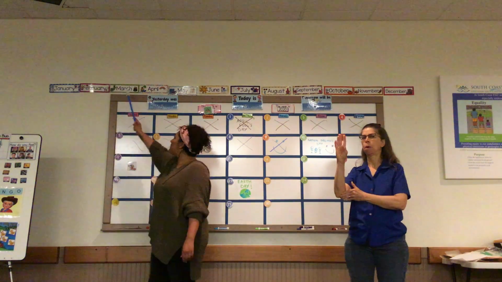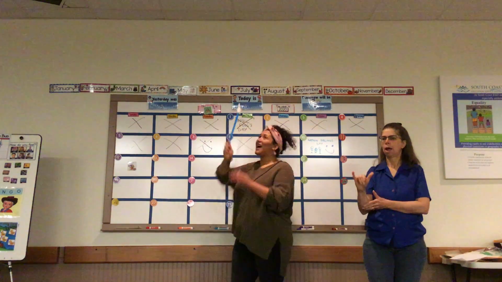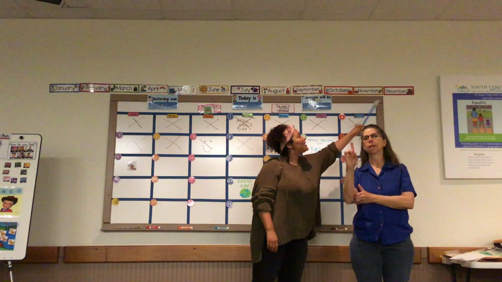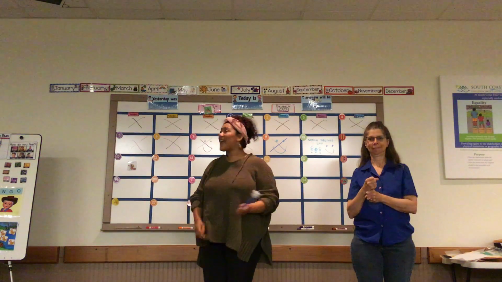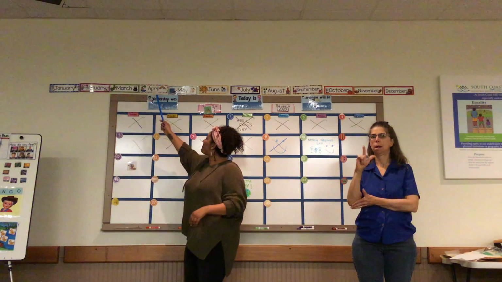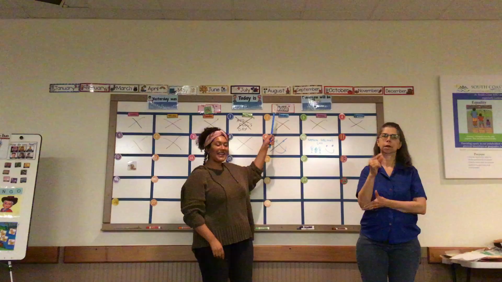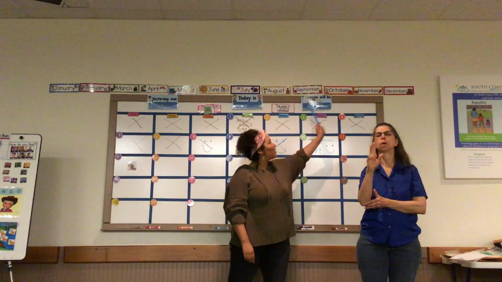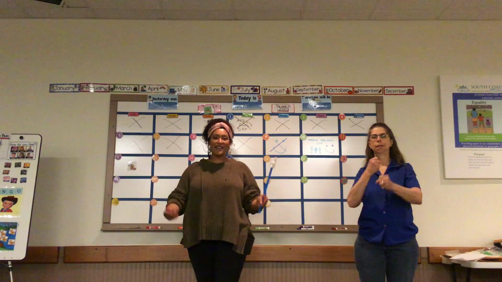January, February, March, and April, May, June, July, and August, September, October, November, December. These are the months of the year. Again. January, February, March, and April, May, June, July, and August, September, October, November, December. These are the months of the year.